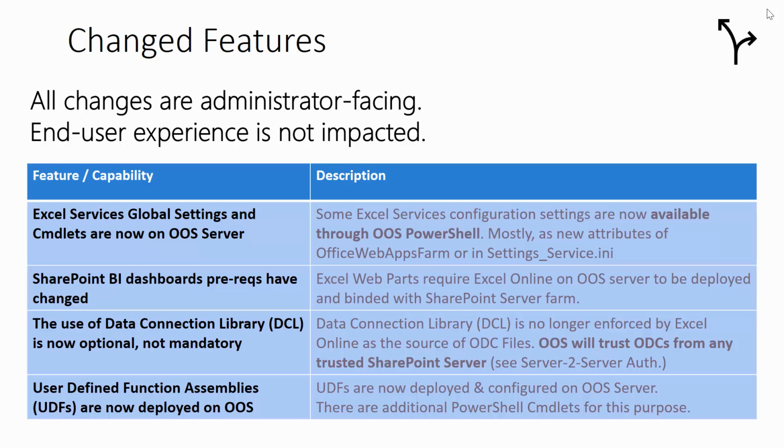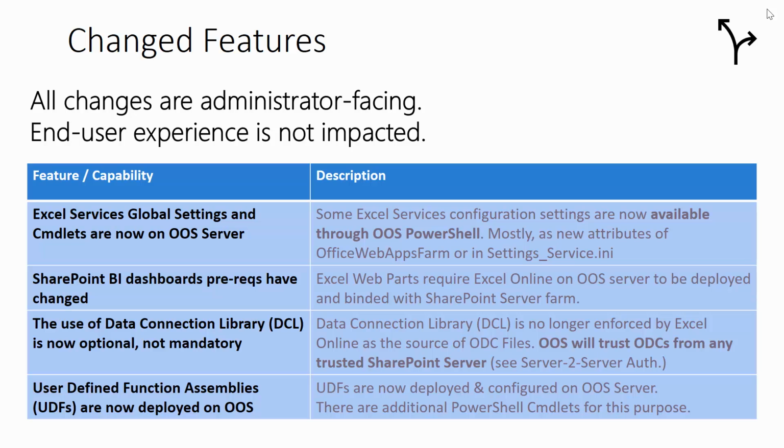Here we arrived at the changed features. All changes are administrator facing. End user experience is not impacted. Let's take a look at what features have changed. Firstly, Excel Web Parts has different prerequisite. You now need an Office Online Server for an Excel Web Part to work. Rather trivial after we looked at the architectural changes, isn't it?